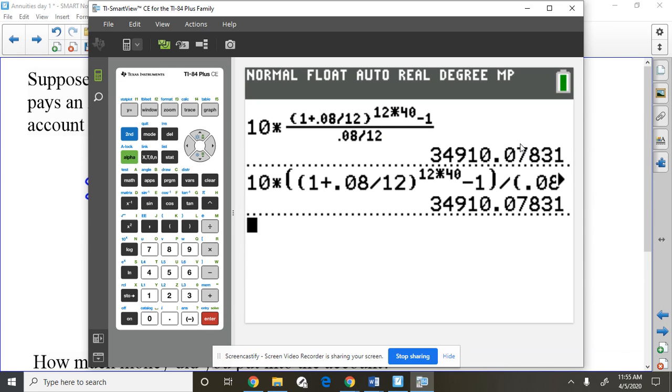If you have any difficulty getting these answers, and they all should be exact to the nearest hundredth, please make sure that you let me know.